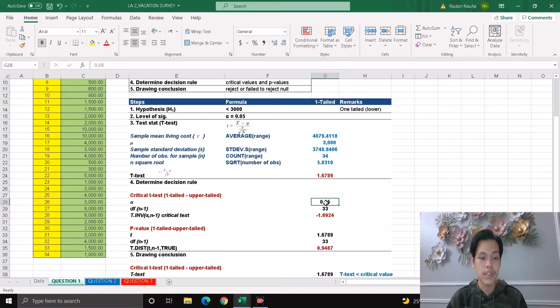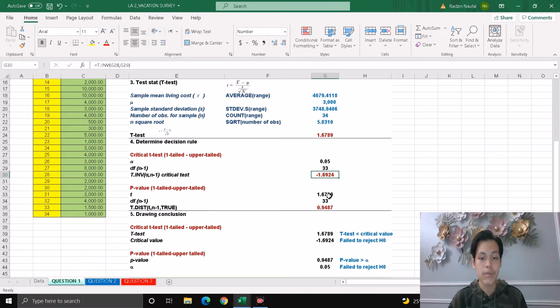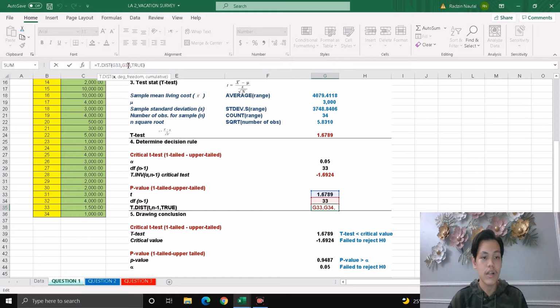For the determination rule, alpha equals 5%, and degrees of freedom equals n minus 1. For the critical value, use T.INV(alpha, n minus 1). For the p-value, t equals 1.6789, degrees of freedom is n minus 1, and the p-value equals T.DIST(t, degrees of freedom, cumulative).